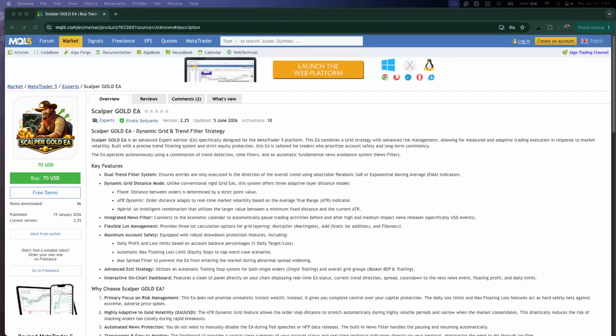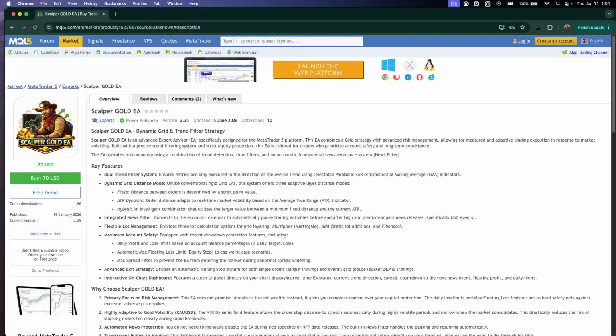In today's video we are going to be looking at the Scalper Gold Expert Advisor for MetaTrader 5, and this is an M1 scalper, a 1 minute time frame scalper built specifically for XAU USD with dynamic risk modes and recovery features. The seller presents it as a smart gold scalper that can handle volatile moves.